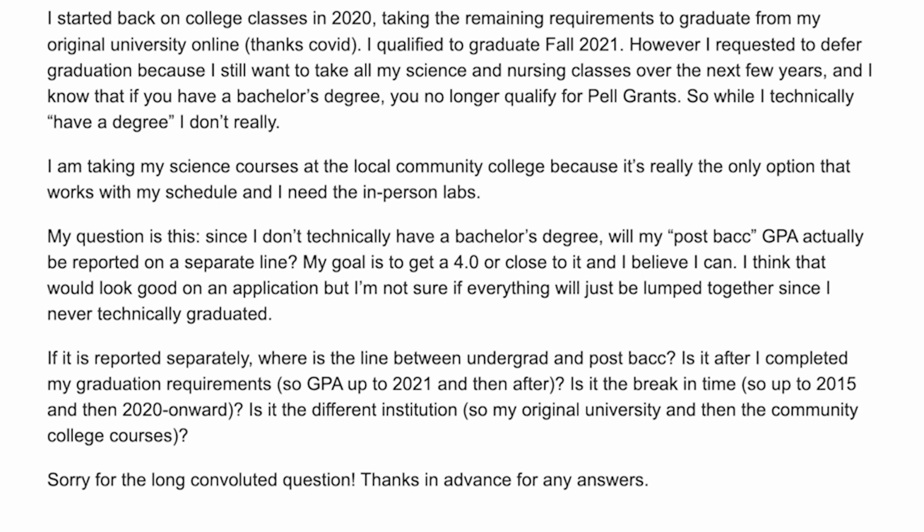If it is reported separately, where is the line between undergrad and postbac? Is it after I completed my graduation requirements, so GPA up to 21, and then after? Is it the break in time? Is it the different institution? Sorry for the long, convoluted question. It's actually not very long and convoluted.